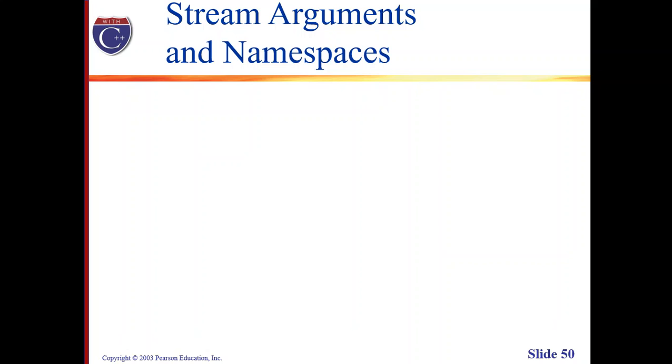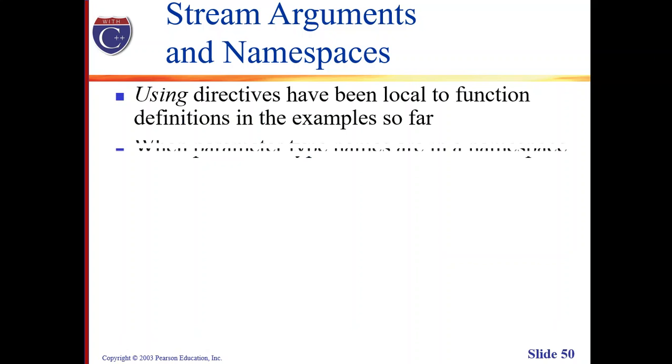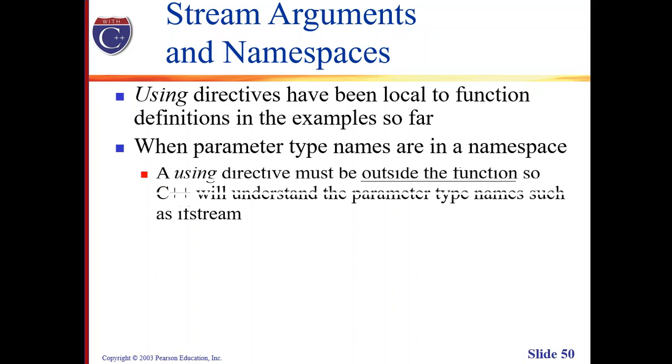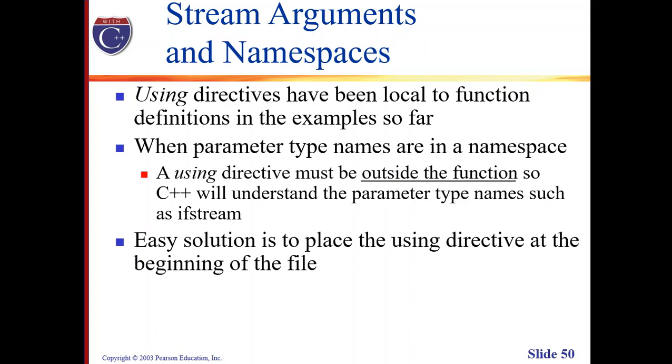Let's talk about stream arguments and namespaces. Using directives have been local to function definitions in our examples so far. When parameter type names are in a namespace, a using directive must be outside the function, so C++ will understand the parameter type name such as ifstream. So the easy solution to this is to place the using directive at the beginning of the file.